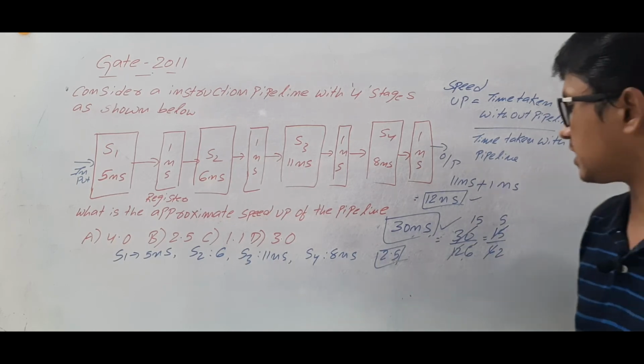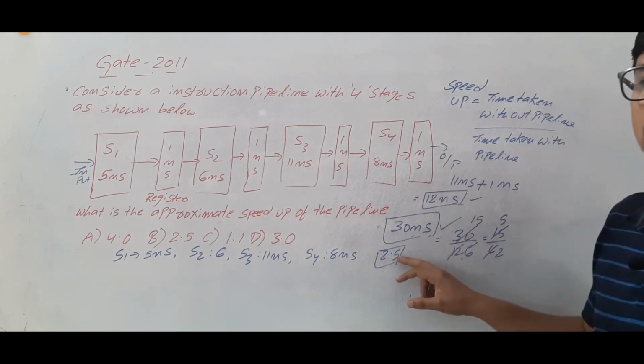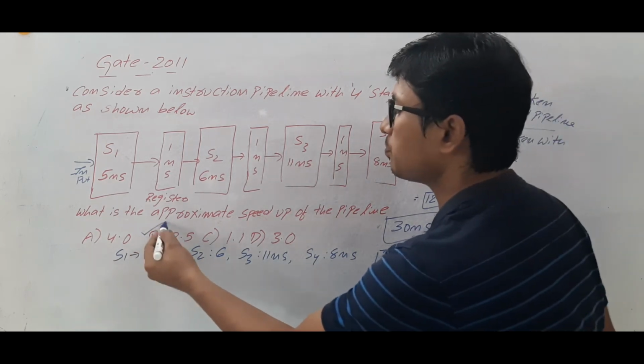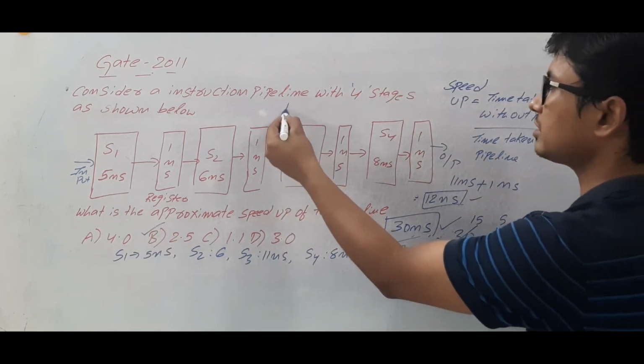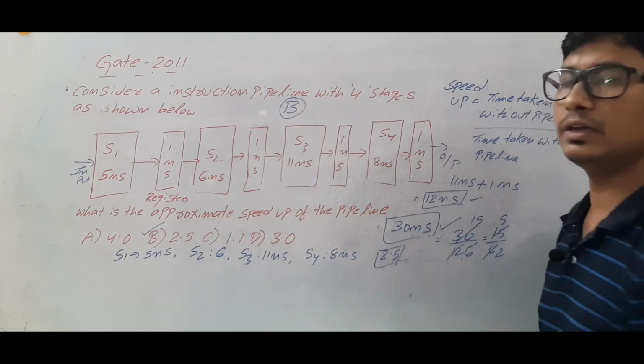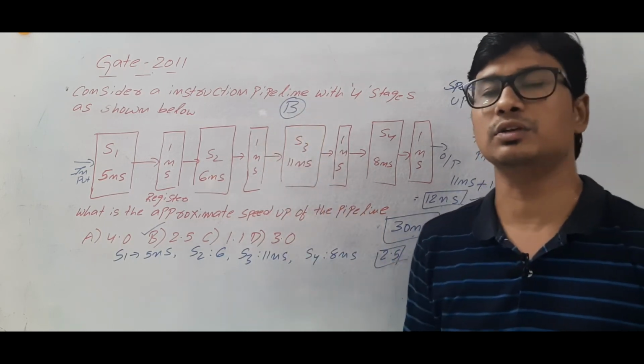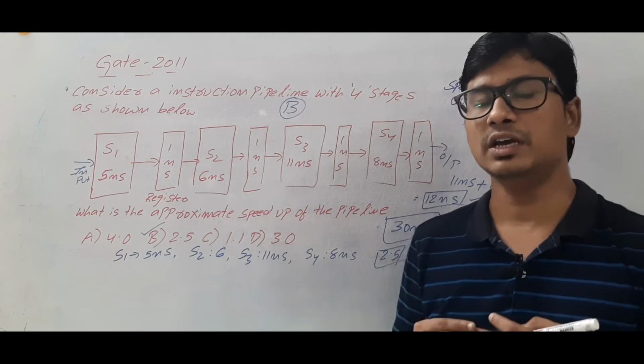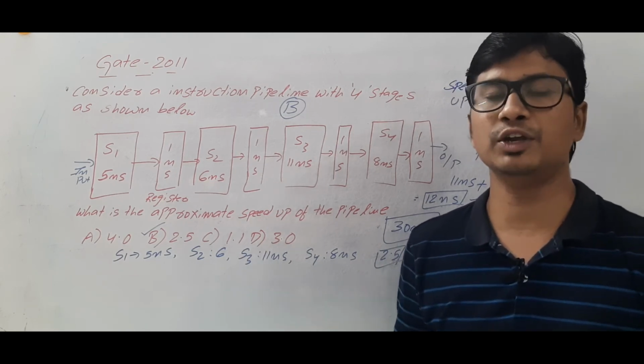Are you able to understand? I got 30 by 12, and 30 by 12 is equal to 2.5. So the right answer is B. So the correct answer for this question is option B. I hope you have understood how I solved this question. If you still have any doubts related to this concept, feel free to ask me.